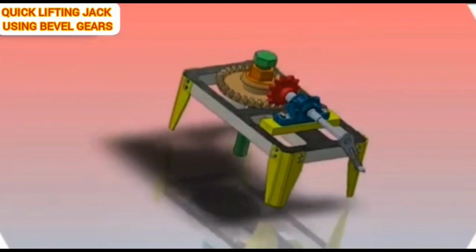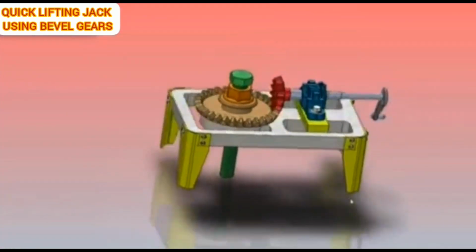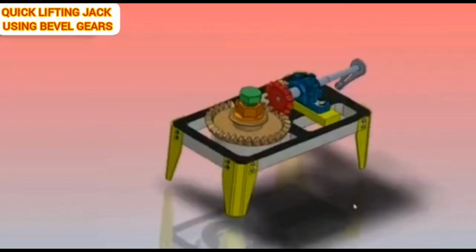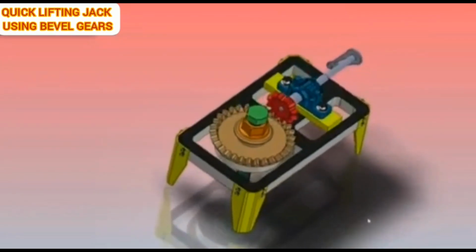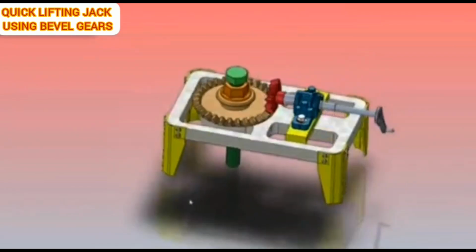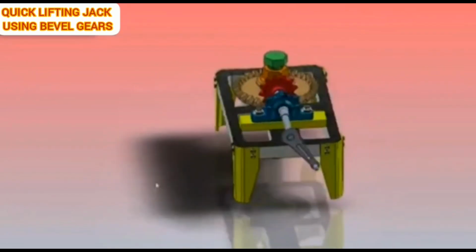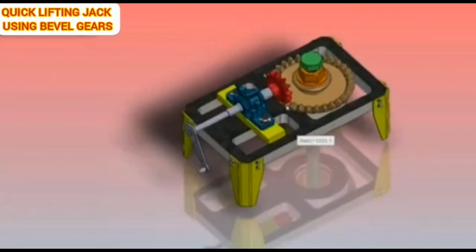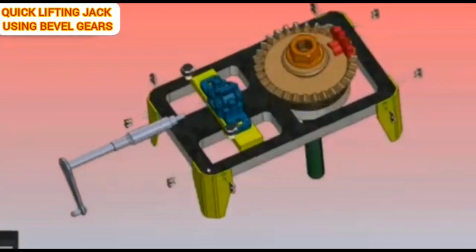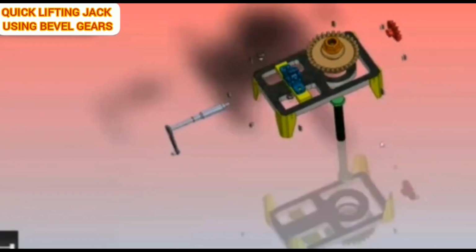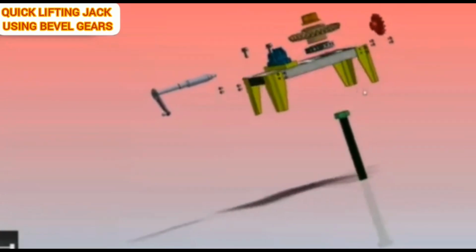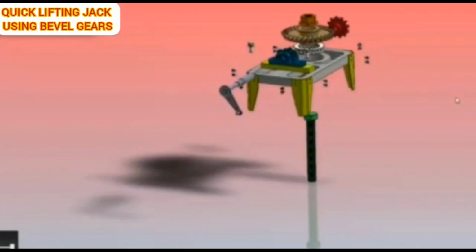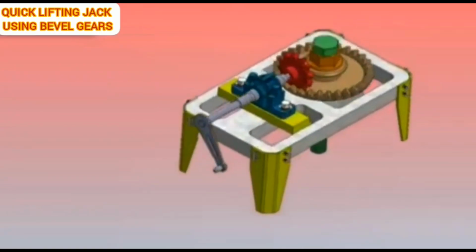This is a modification of the scissor jack. A scissor jack may create problems of waist pain or back pain because of the uncomfortable position of the crankshaft. This problem is solved in this design by applying a bevel gear arrangement. This assembly contains a base frame. The base frame has 4 legs on which the whole assembly is mounted.